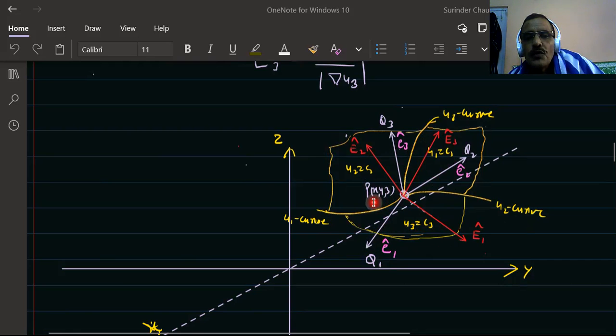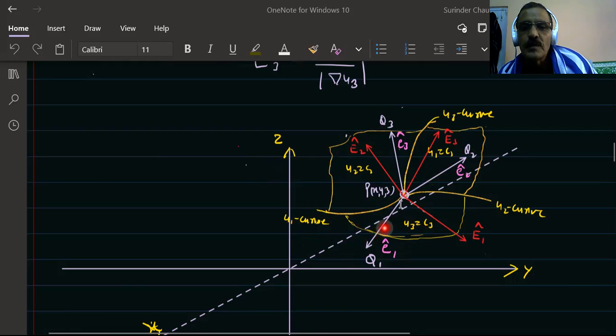The rate of change of the position vector r along this curve is equal to the first derivative of r with respect to u1, keeping the other two constant. They are constant, and only this will change. So that will give the tangent vector in this direction. This is the tangent vector. Similarly, the tangent vector to the u2 curve will be this.